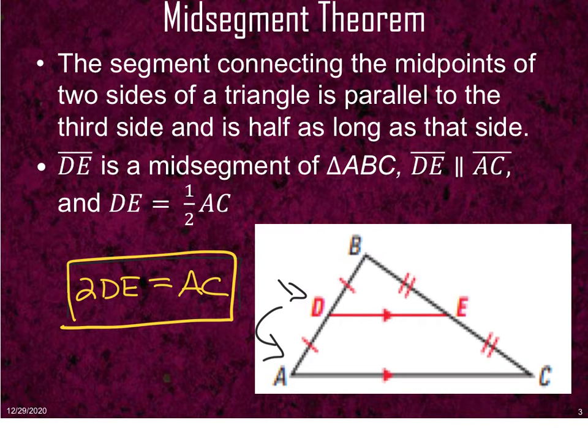Okay, so again, the segment connecting the midpoints of the two sides of a triangle is going to be parallel to the third side, and it'll be half as long as that side. So in this picture, DE is the midsegment of triangle ABC. Notice the arrows on the line here. This is indicating that this segment is parallel to this one. It's not stating that they're congruent. That's a parallel indicator.